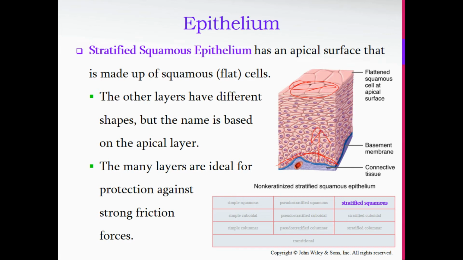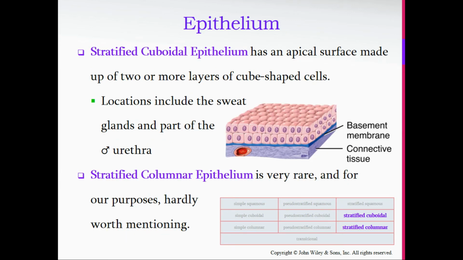The many layers are ideal for protection against strong friction forces. So this is your skin, the very outer surface of your skin called your epidermis. Epi means upon, dermis means skin. So this is the layer that's upon your skin. This is where you're going to find stratified squamous epithelial tissue.